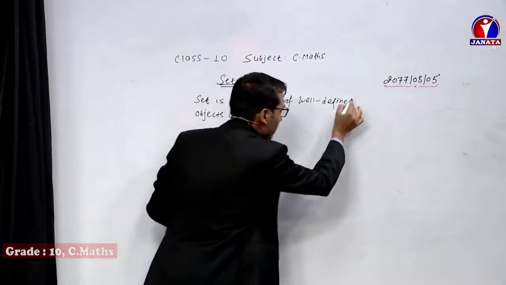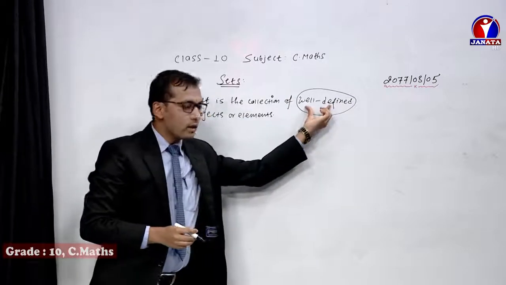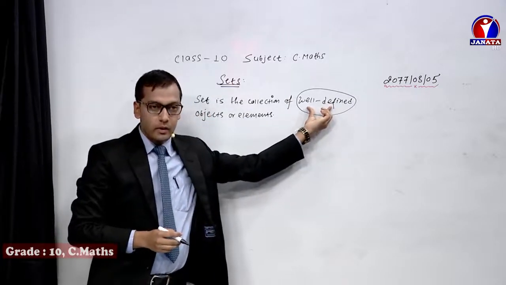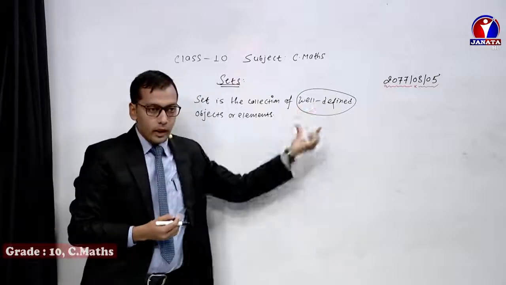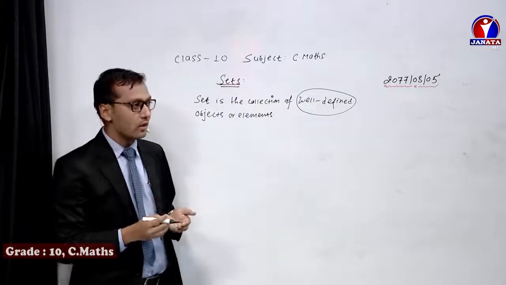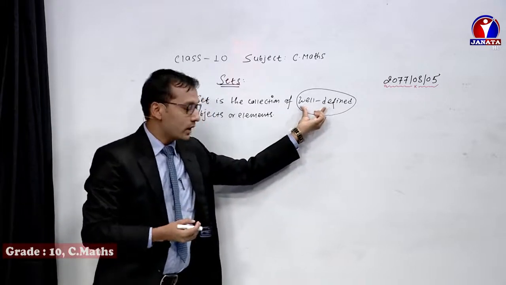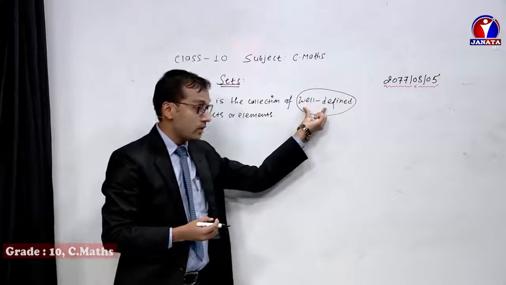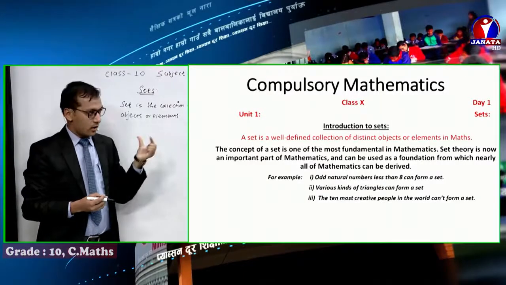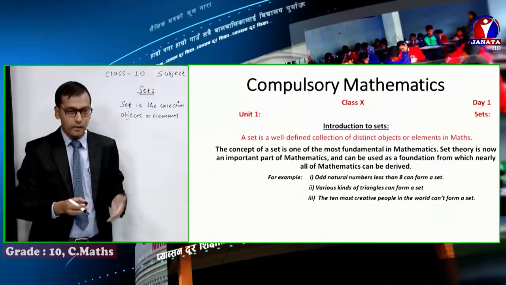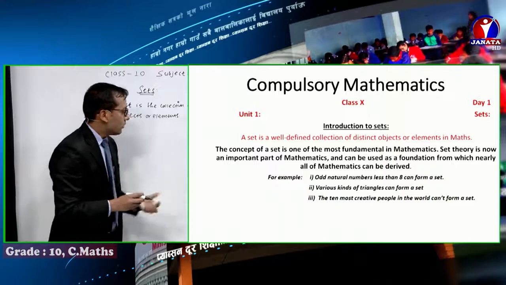So let me just encircle the word well-defined. This word is very important to define a set, and it is very important to know whether the given examples can form a set or not. So I am taking some examples to make you understand what a set is and what the meaning of well-defined is. The meaning of well-defined is that something should be clearly defined, so the term should not be subjective. Okay, so let me take an example.